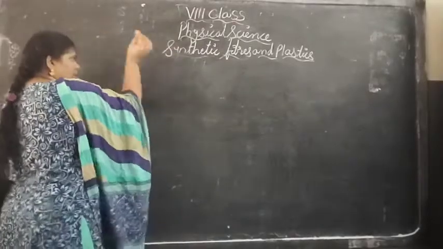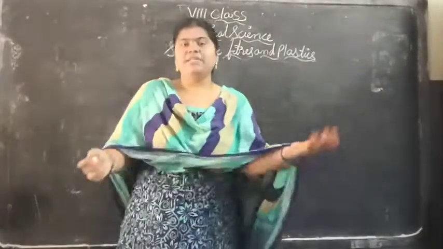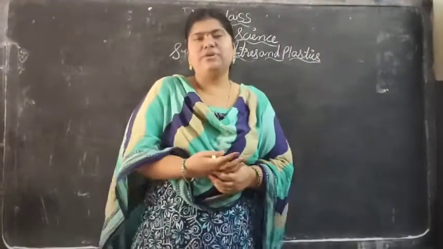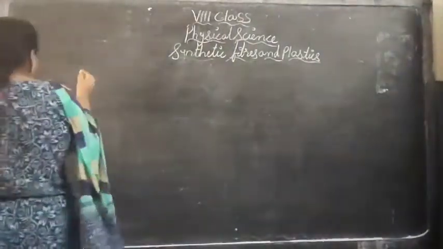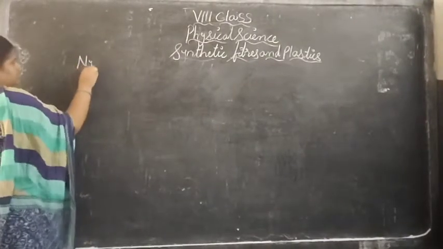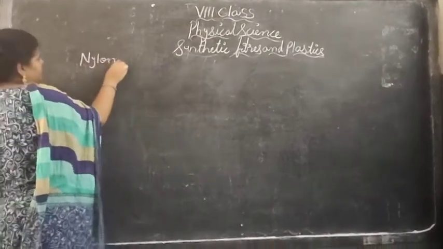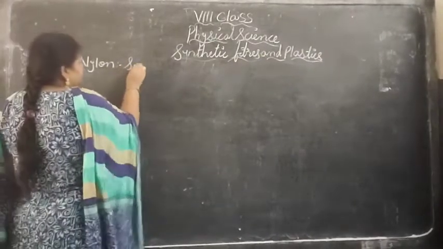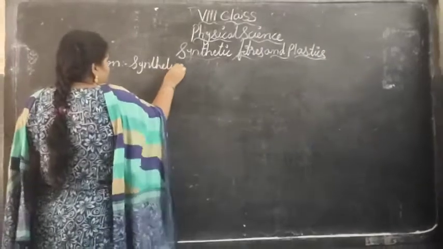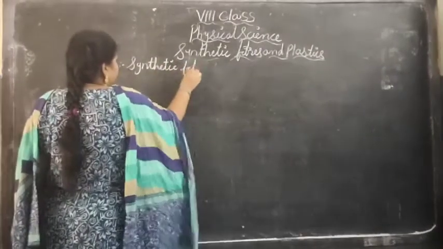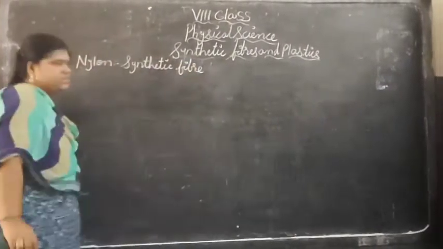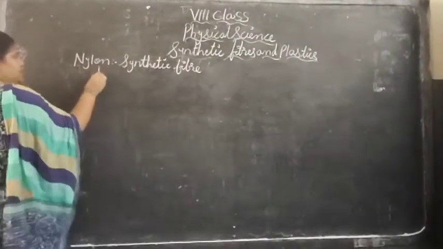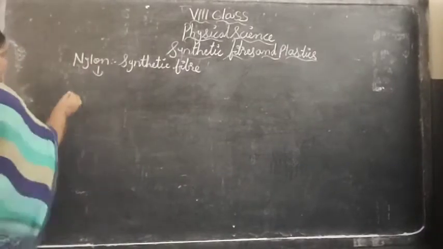So, we discussed the synthetic fibers such as nylon, rayon, acrylic and polyester. In that, the first one we are going to learn is nylon, which is the first synthetic fiber. It is made with petrochemicals. What are the things we are using to prepare this nylon?